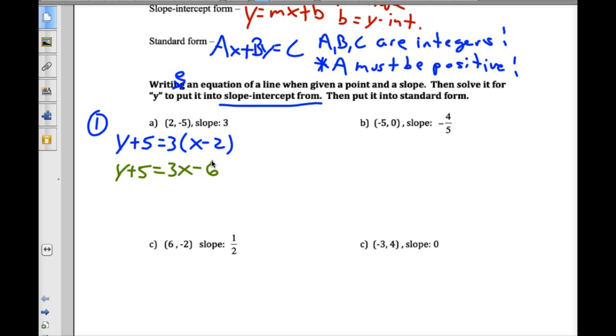Is that slope-intercept form yet, people? No. Close. What do we have to do next? Subtract 5. You've got to move this. Whatever number you added or subtracted from the y, you have to move that over to the right-hand side. So everybody subtract 5 from both sides. What do you think? Y equals 3x minus 11. Put a little 2 by it.